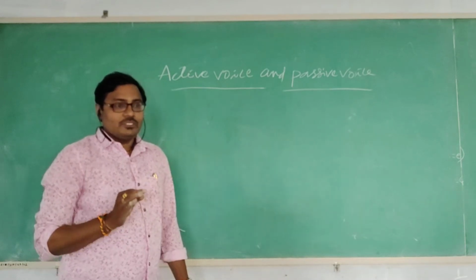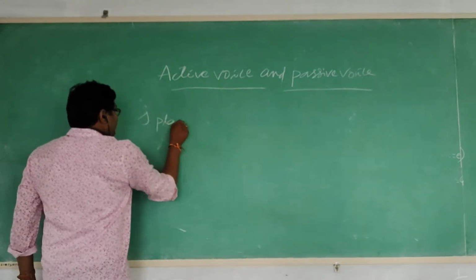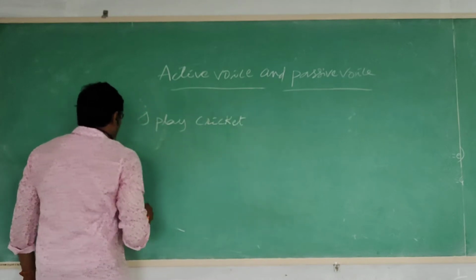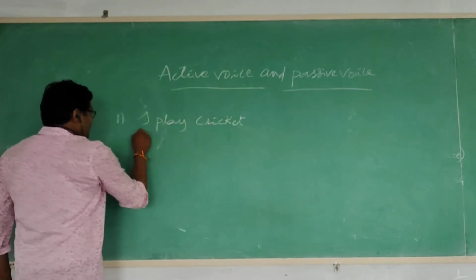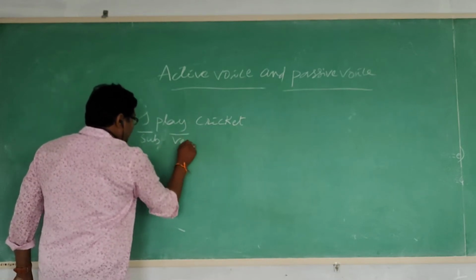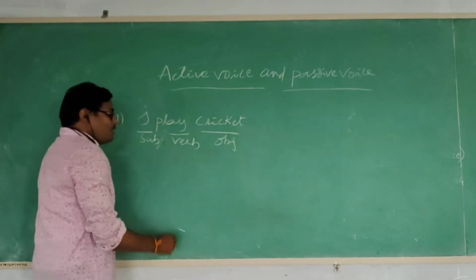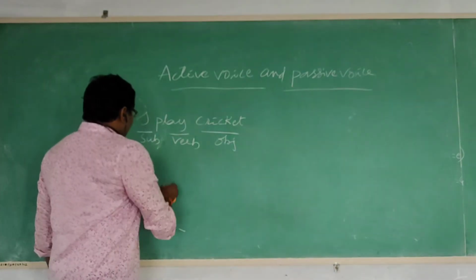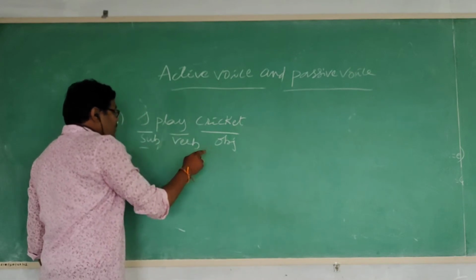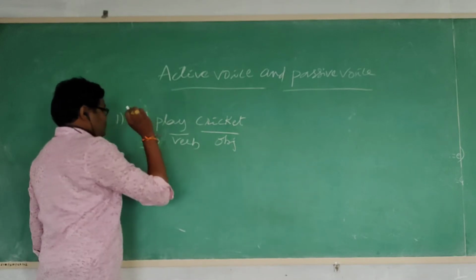Okay, for example, if you see the sentence, I play cricket. See here, we can see I is the subject, play is the verb, cricket is object, right? In this sentence we can see the subject does something. What does the I do here? I does here playing cricket. That's why I is the subject.